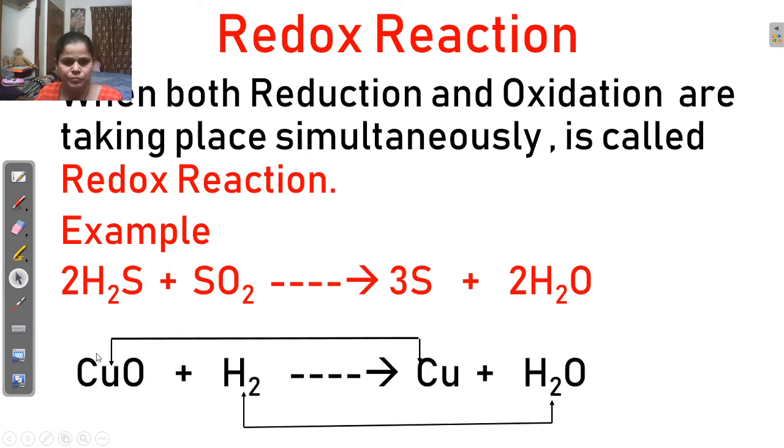So again, this is your example. Copper oxide combines with the hydrogen and forms the copper plus water, H2O. So here this is adding of the oxygen, that means the oxidation process, and removal of the oxygen, so this is a reduction. So here oxidation and reduction take place simultaneously. So this is a redox reaction. Understand? Also in this example, this is a redox reaction.